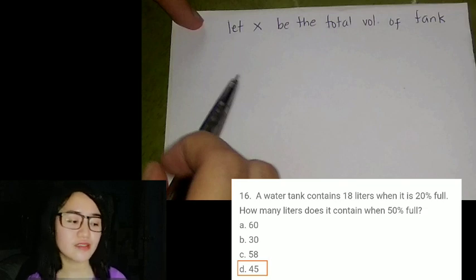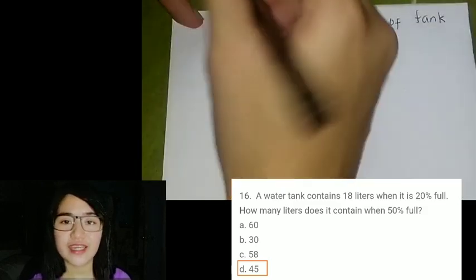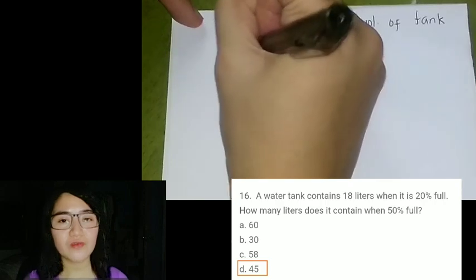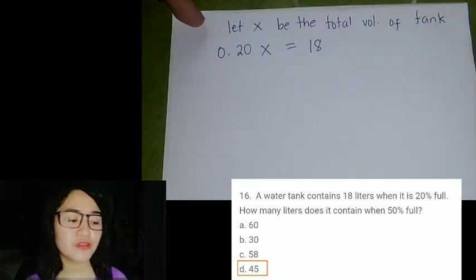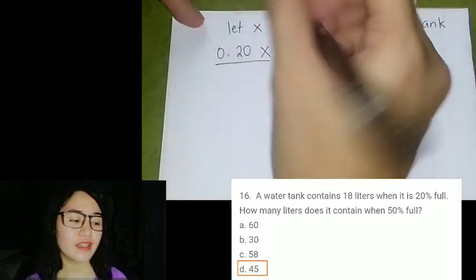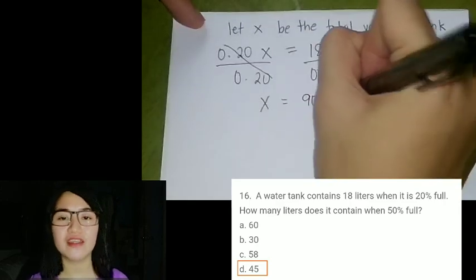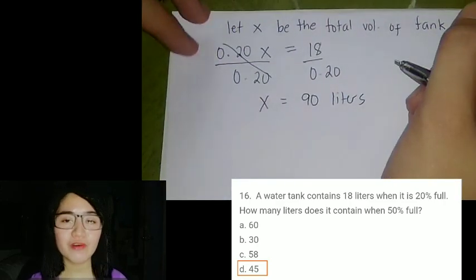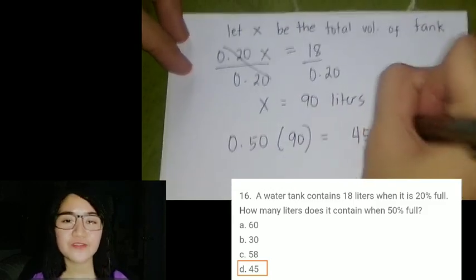So, same thing with this, yung 0.20 na decimal form ng 20%, pag minultiply mo siya kay x, kasi since yung x nagre-represent ng total volume ng tank, ang sagot ay 18. So, ito yung magagamit nating equation para makuha natin yung total volume ng tank. So, ang equation natin, 0.20x equals 18. And then, para maiwan natin mag-isa yung x, divide natin both sides by 0.20. So, ang sagot is 90 liters. So, ito yung 100% ng water tank. And then, para makuha natin yung 50%, syempre, ita-times na lang natin yung 90 doon sa 0.5, and that is 45 liters.